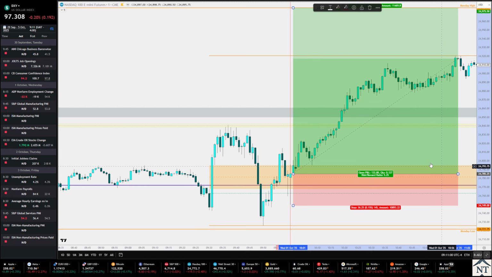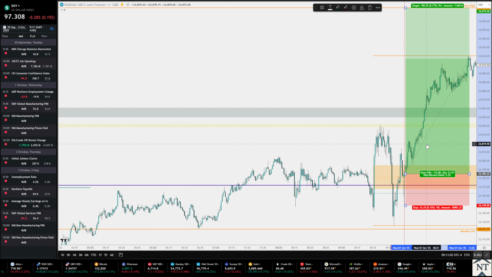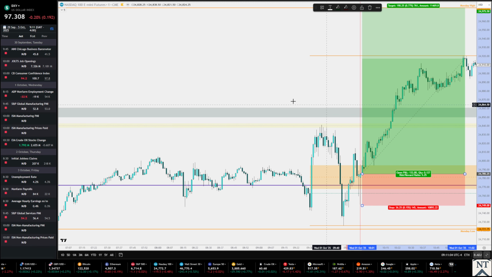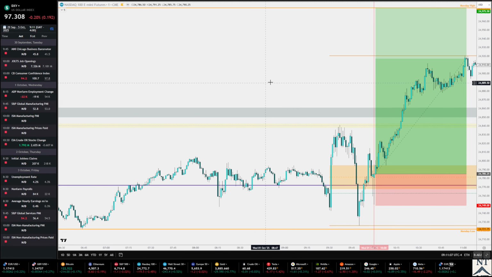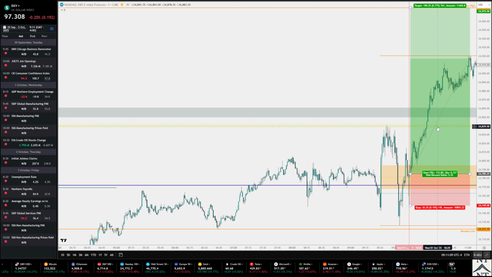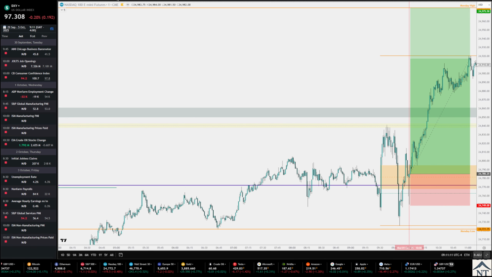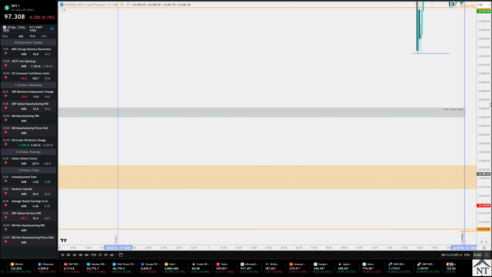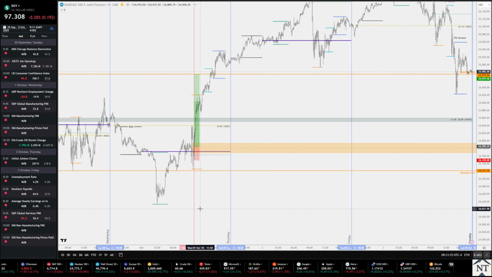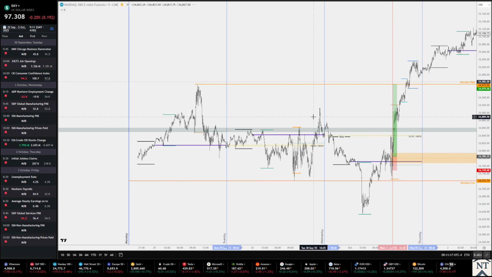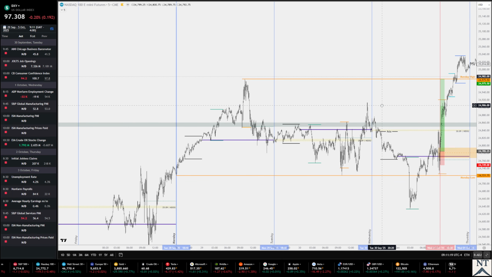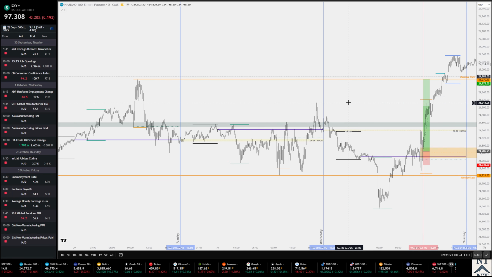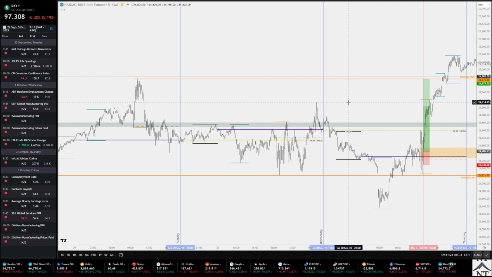Do we need to wait for the whole setup? Of course not. We don't need to wait for the whole target to be reached. We can close it before. We take our chunk of market, and that's enough.